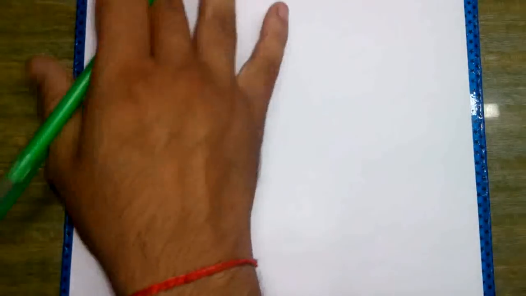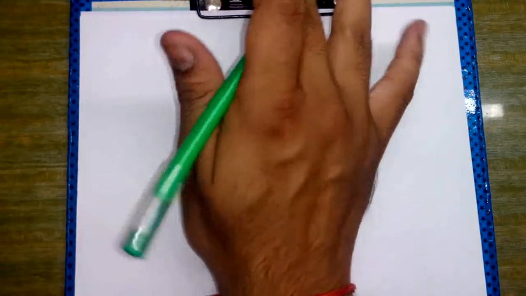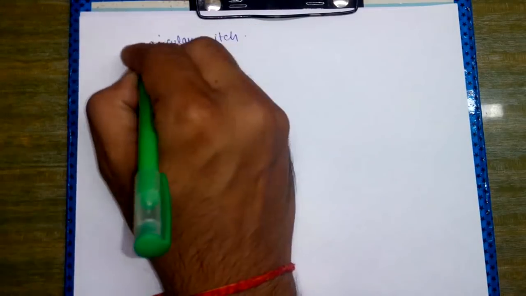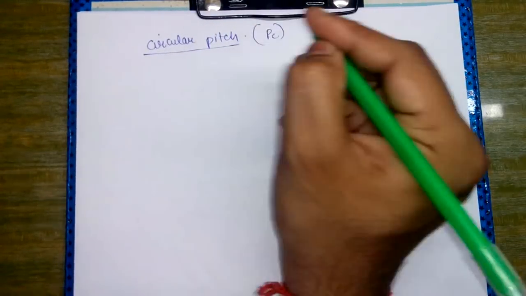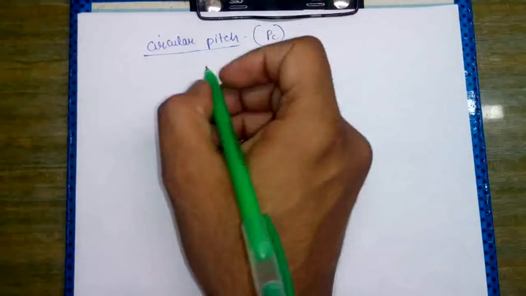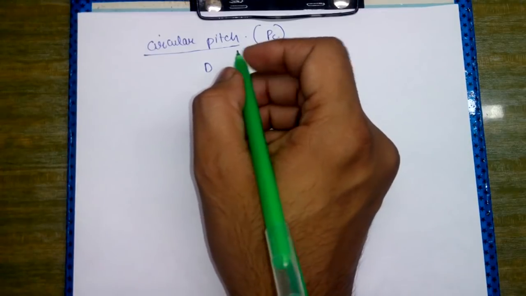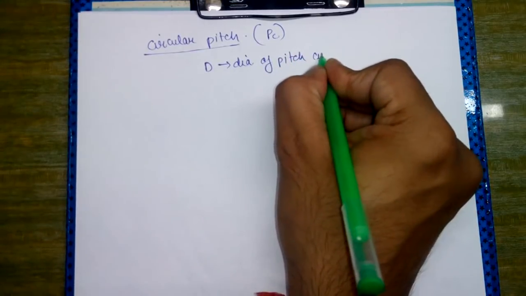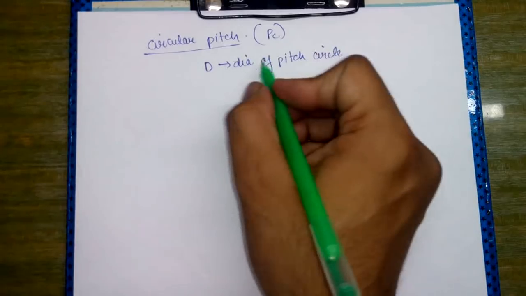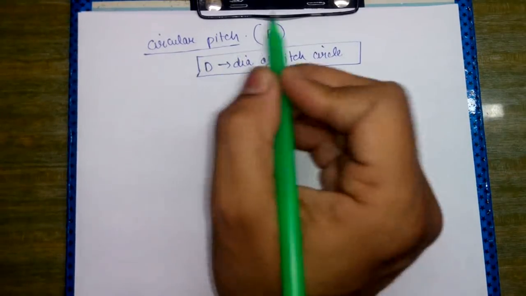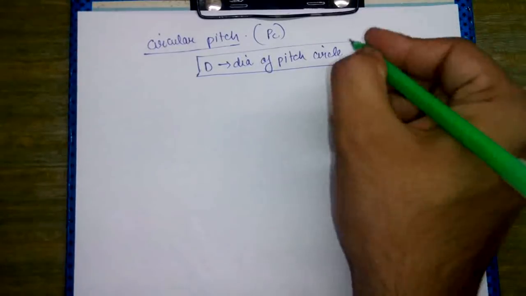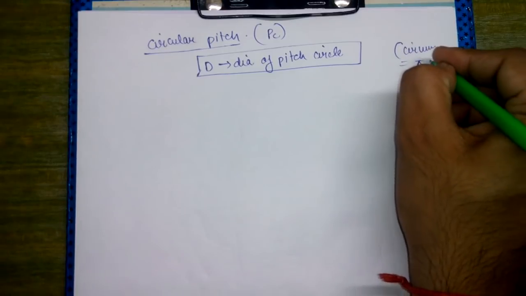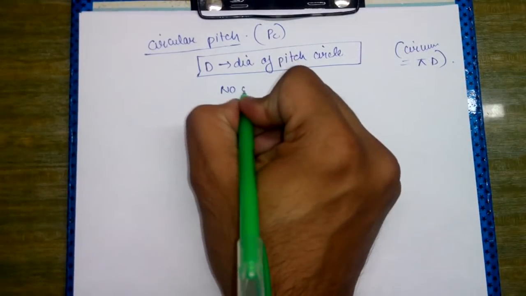Next we come to another important terminology called circular pitch. Circular pitch is represented by Pc, and if D is the diameter of the pitch circle, and we have learned that the diameter of the pitch circle is the main factor in deciding the size of the gear, so if D is the diameter of the pitch circle, the circumference would be equal to pi D, and if the number of teeth are T.